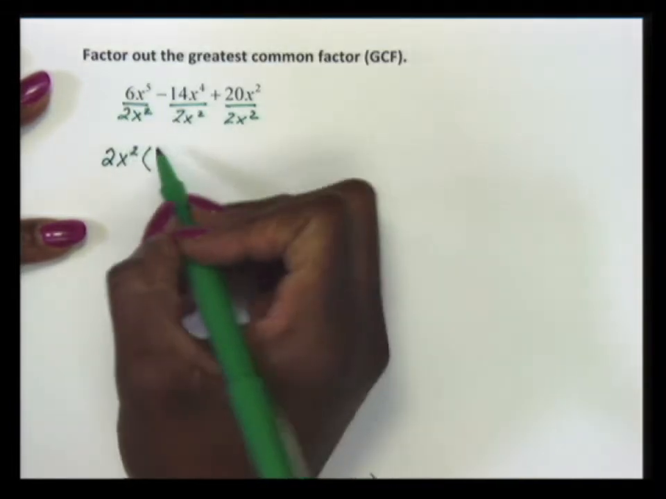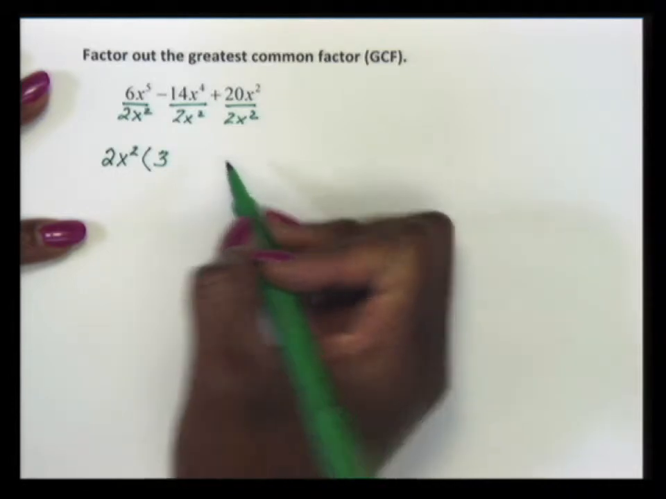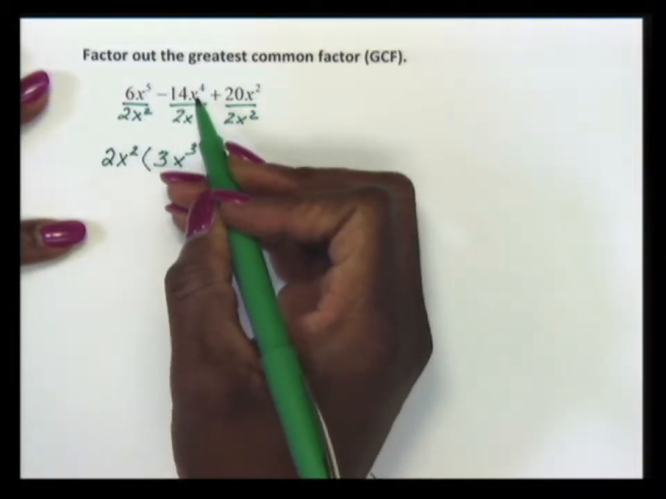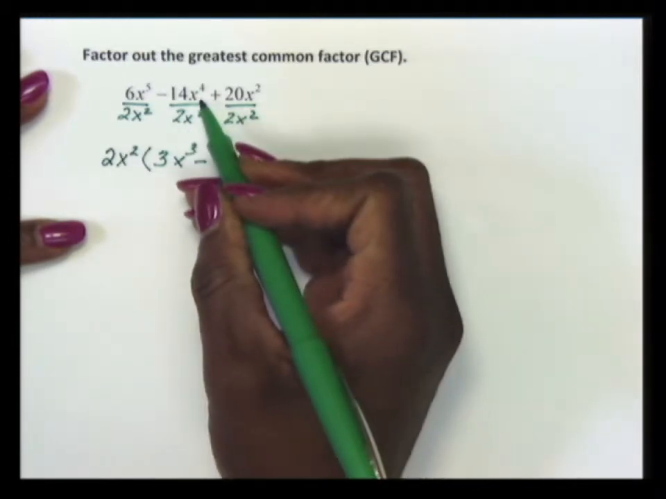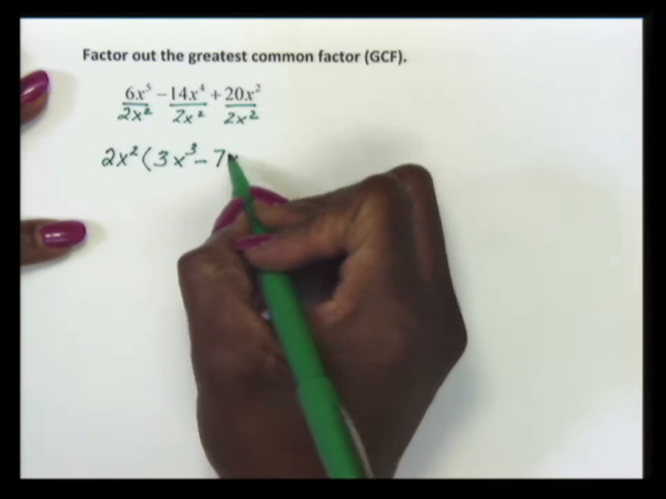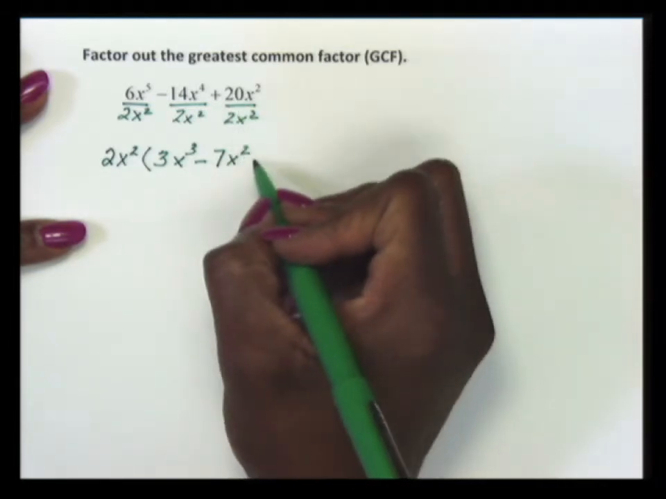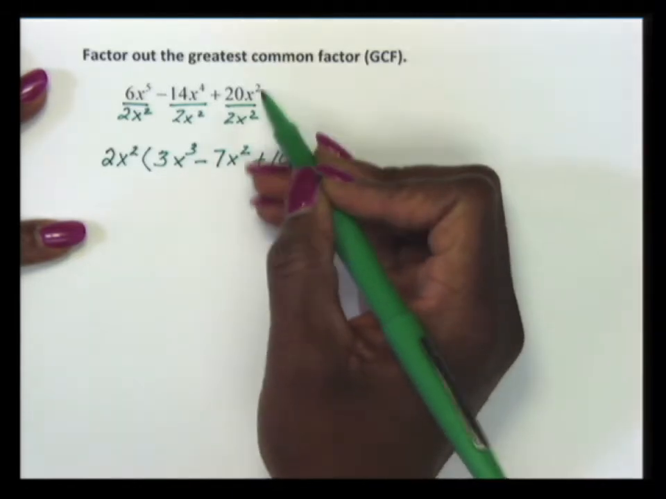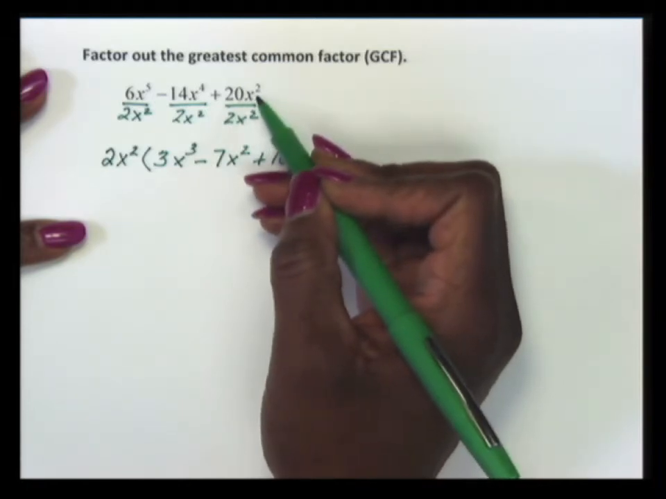Six divided by 2 is 3. X to the 5th divided by x squared is x to the 3rd. The minus 14 divided by 2 will leave us a minus 7. X to the 4th divided by x squared is x squared, and a positive 20 divided by 2 is a positive 10. The x squared over x squared simplifies to 1 on this last term.